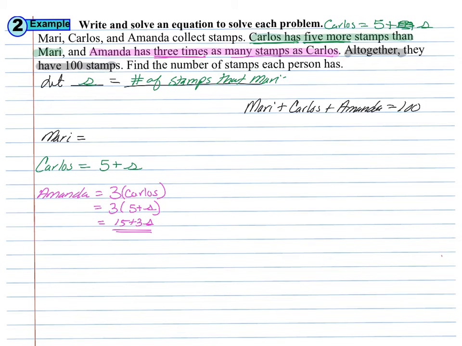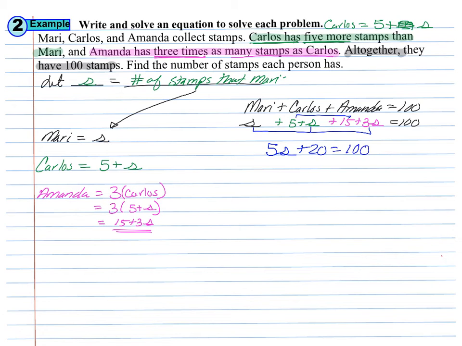So that means that Mari is just S, because we said S is the number of stamps that Mari has. So now we're going to substitute. We're going to have S for Mari, Carlos is going to be 5 plus S, and Amanda is going to be 15 plus 3S, equals 100. We're going to combine our like terms. So we have S plus S plus 3S, that's 5S. And we have the 5 plus the 15, that is 20, is equal to 100.